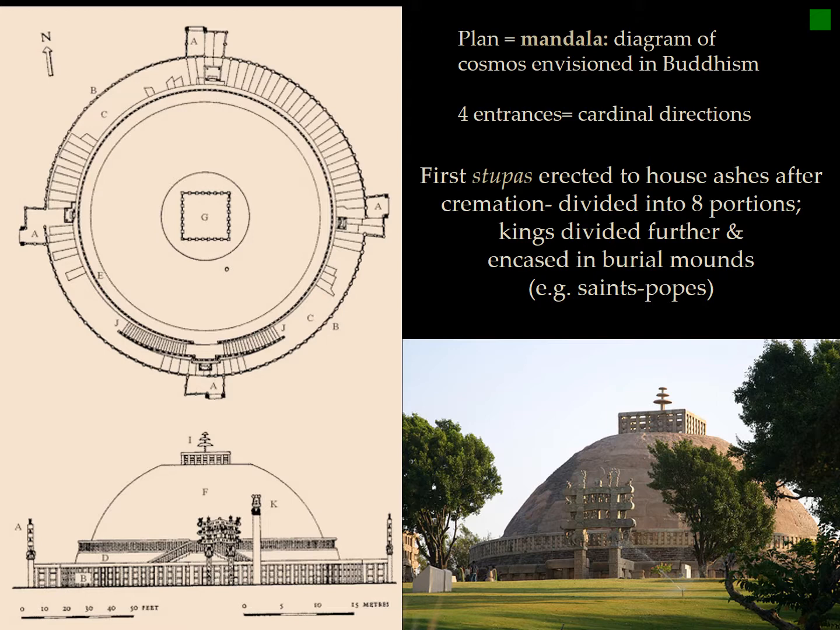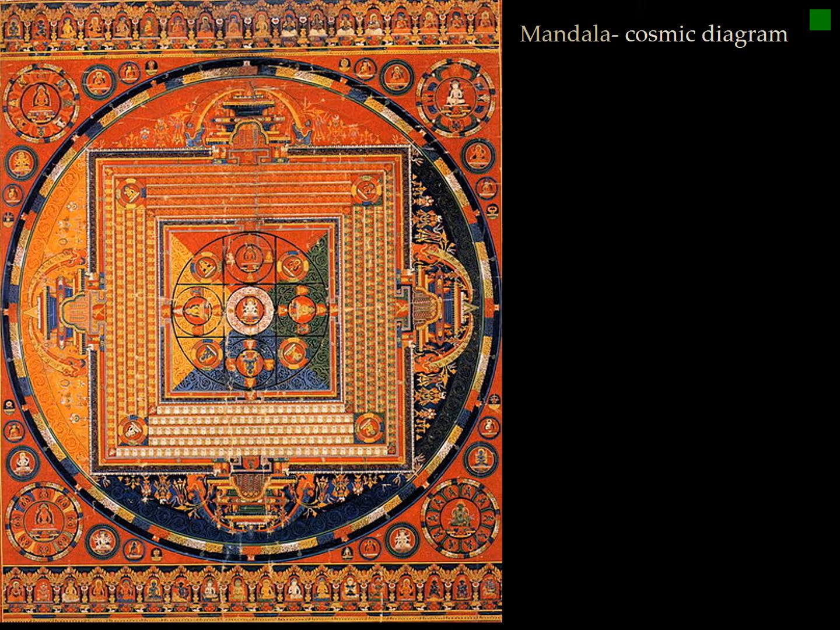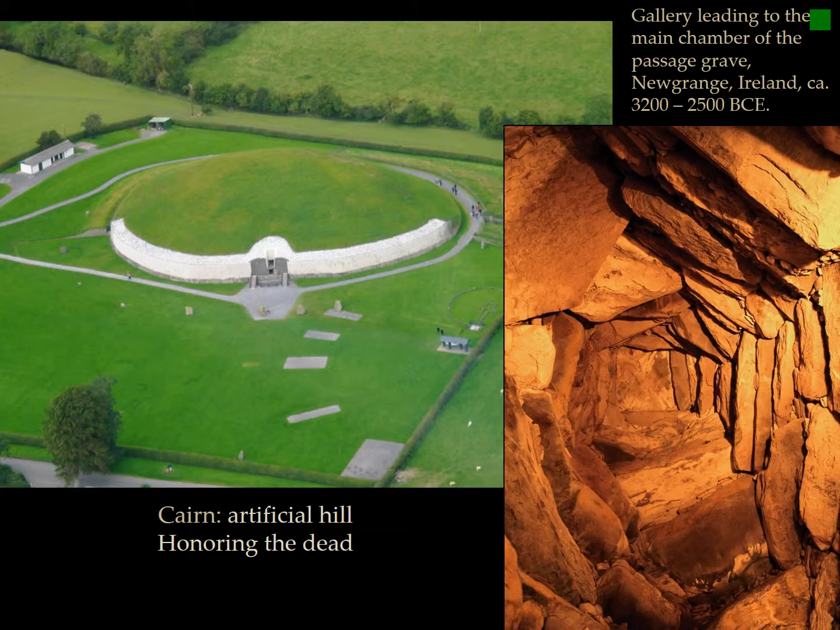The first of these stupas was erected to house the ashes after the cremation of the Buddha, but was later divided into 8 portions relating to the 8 proper paths. Kings divided them further and encased them in burial mounds, much like we do in the Middle Ages, the early modern period, and today with saints and popes. The mandala, or cosmic diagram, will be important for any culture that is going to practice Buddhism and is going to be central to their architecture and their design as well as their visual arts. You would have with it a circle inscribed within a square.